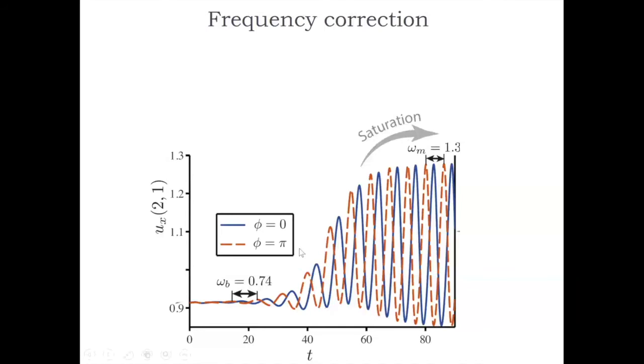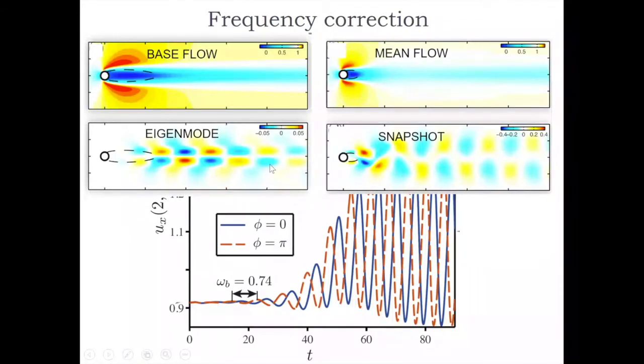You see that the initial period between two peaks, which corresponds to the initial frequency of here 0.74, actually changes a lot during the saturation. And the final oscillation has actually a period which is much shorter. So there is a significant frequency correction, which is here captured as a function of Reynolds number, but it's not captured in the right manner. And this goes together with the fact that the flow is also not well predicted. You see here the base state and the eigenmode associated to it, which I showed you earlier in black and white. And you see here, thanks to this phase averaging, a mean flow and a snapshot.